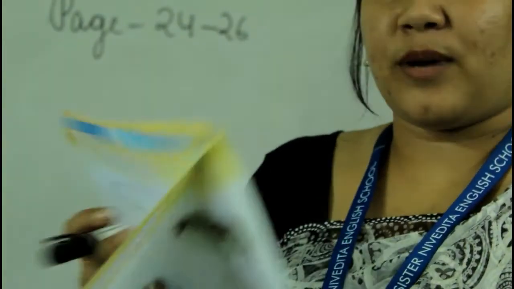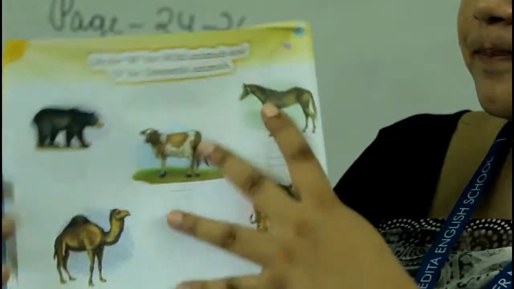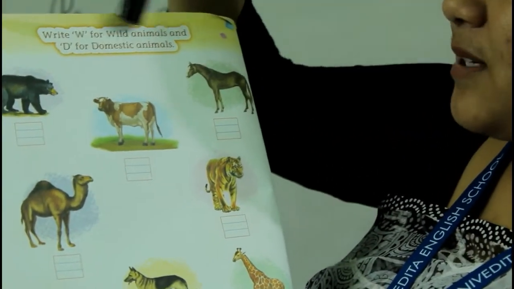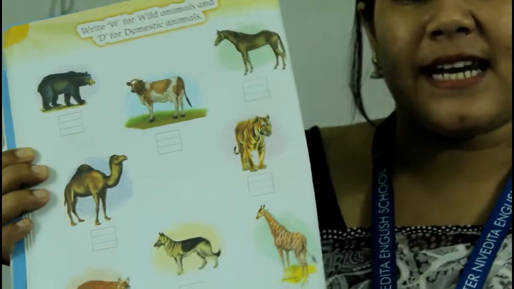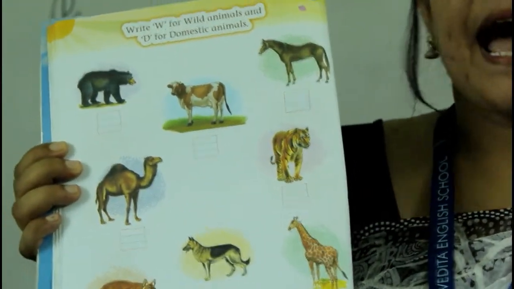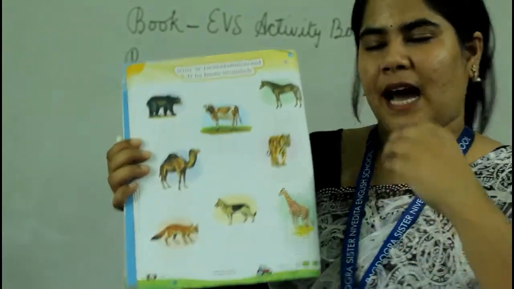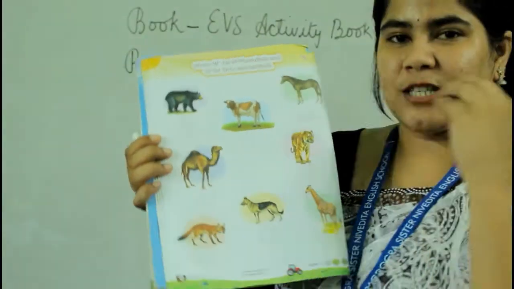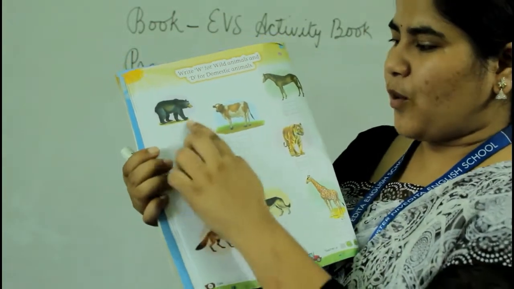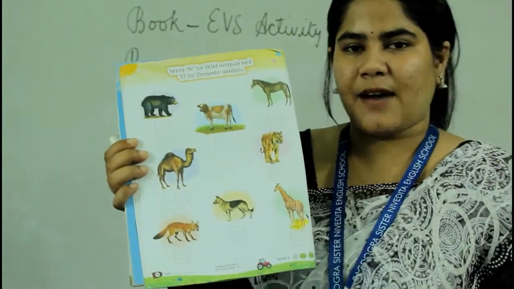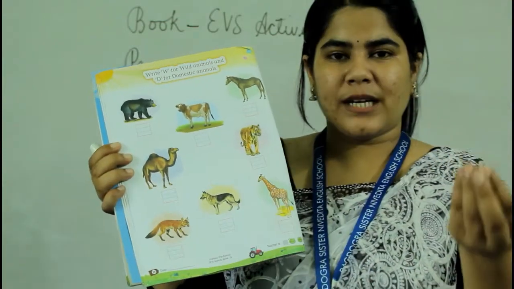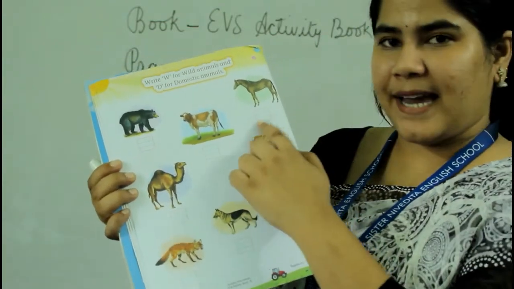And in page number 26, what you will get is, see, write W for wild animals and D for domestic animals. Wild animals live in the jungle and domestic animals we keep in our home. So what is this? This is bear. So this is a wild animal, right? W. Cow we keep it in our home only, so domestic. This is horse, so we don't keep horse in our home, again wild, W.